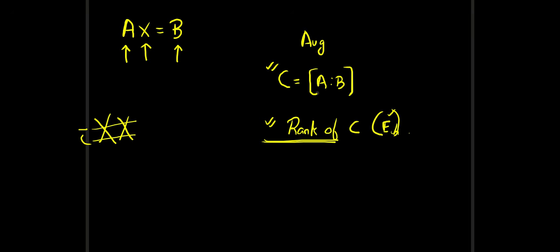Now C consists of A and B. So if you hide the last column, then you'll be able to find rank of A. And I'd write one more thing, the number of unknowns. Now by comparing these three quantities, we'll be able to conclude whether our system is consistent or inconsistent. And if it is consistent, we'll be able to conclude whether it has unique solution or infinite number of solutions. So you can write down the conditions.